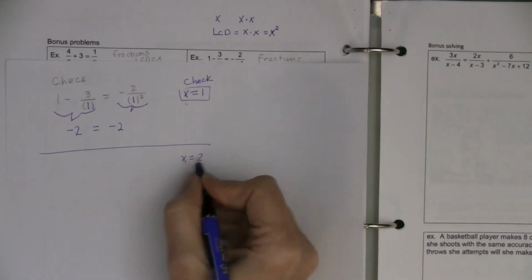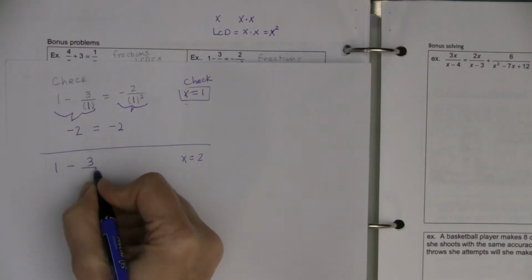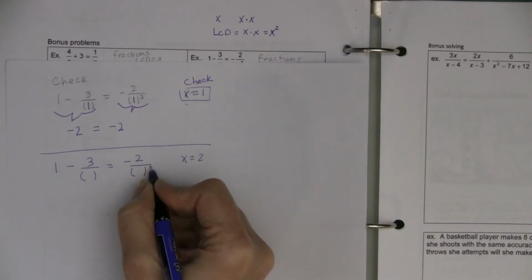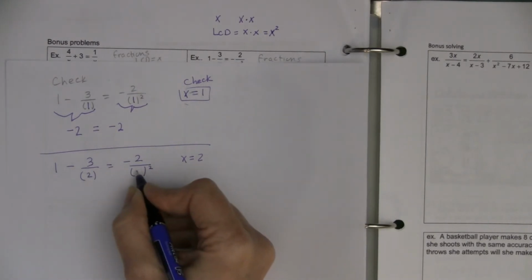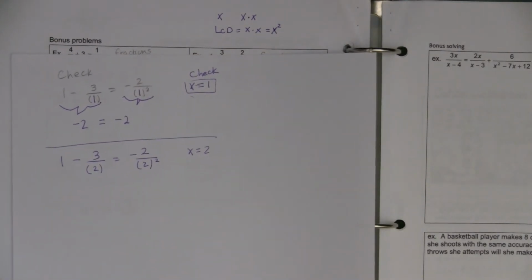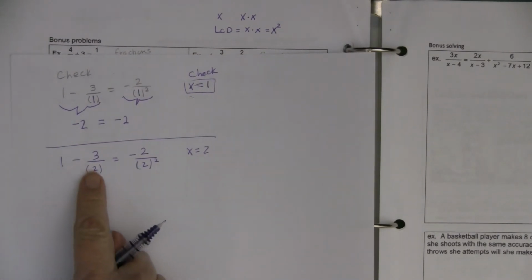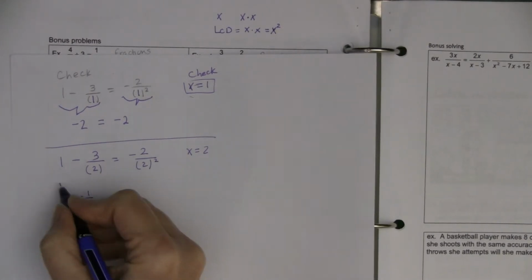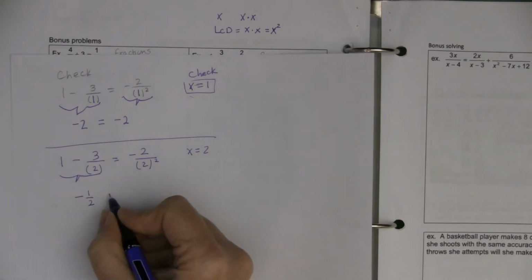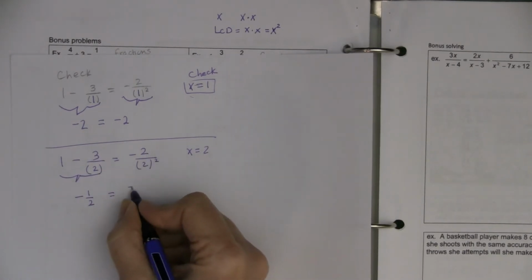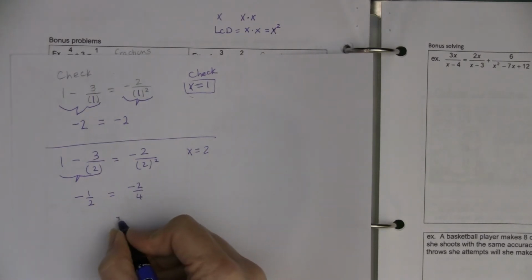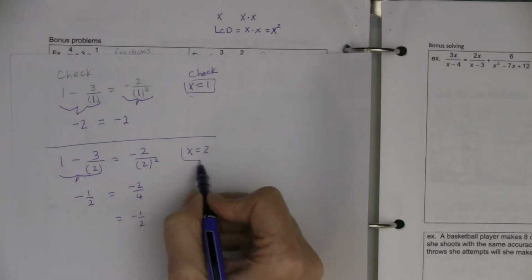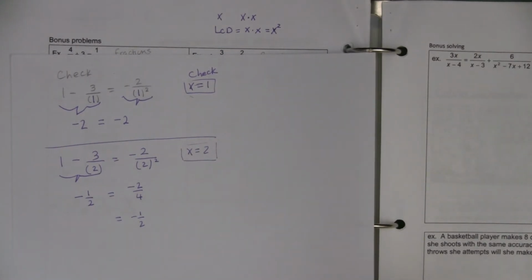X is 2. So 1 minus 3 over, we're going to be putting in 2 and see what we get. So this is 1 minus 3 halves, and that's negative half, whether you do that with your calculator or with your head. And then equals negative 2 over 4, which is also equal to negative half. So these are equal to one another, and so 2 is a good answer as well. So both of them checked.